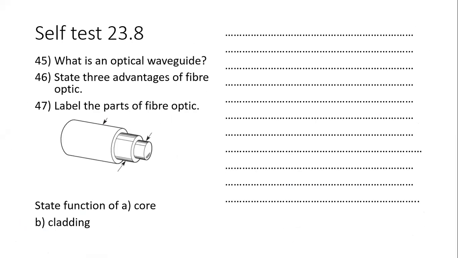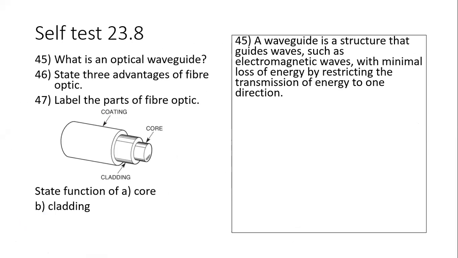What is an optical waveguide? A waveguide is a structure that guides the wave. In this case, it's a light wave, such as an electromagnetic wave, with minimal loss of energy by restricting transmission of energy to one direction. Okay. The optical waveguide is the core. Right? The cladding is to restrict the light from going out.